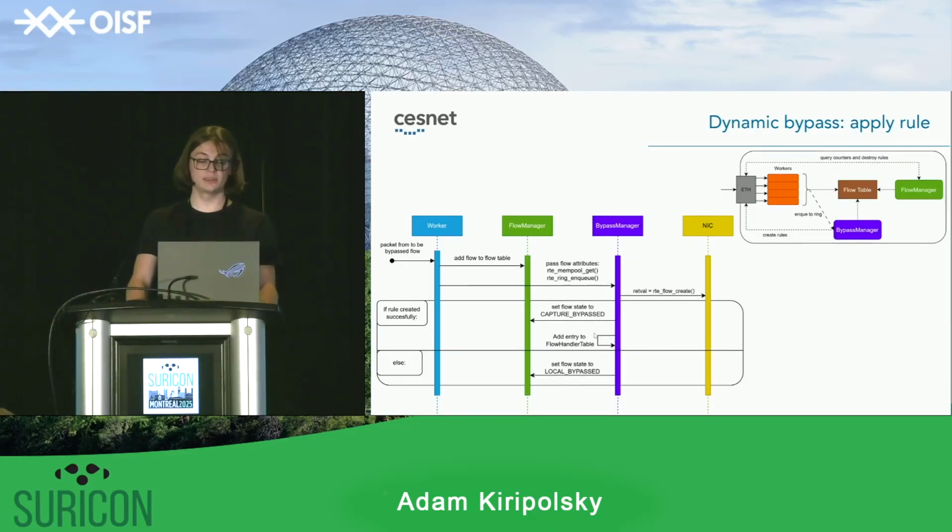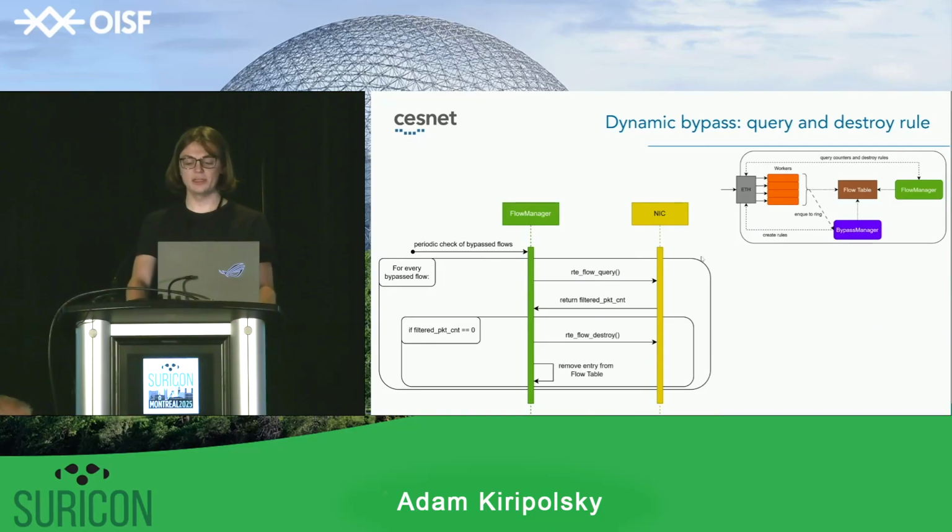In the other case, that the rule is not successfully created, that could happen when the capacity of the NIC is already used up, or in another unspecified event, we set the flow into the state local bypassed, and now we let Suricata handle the bypass in software.